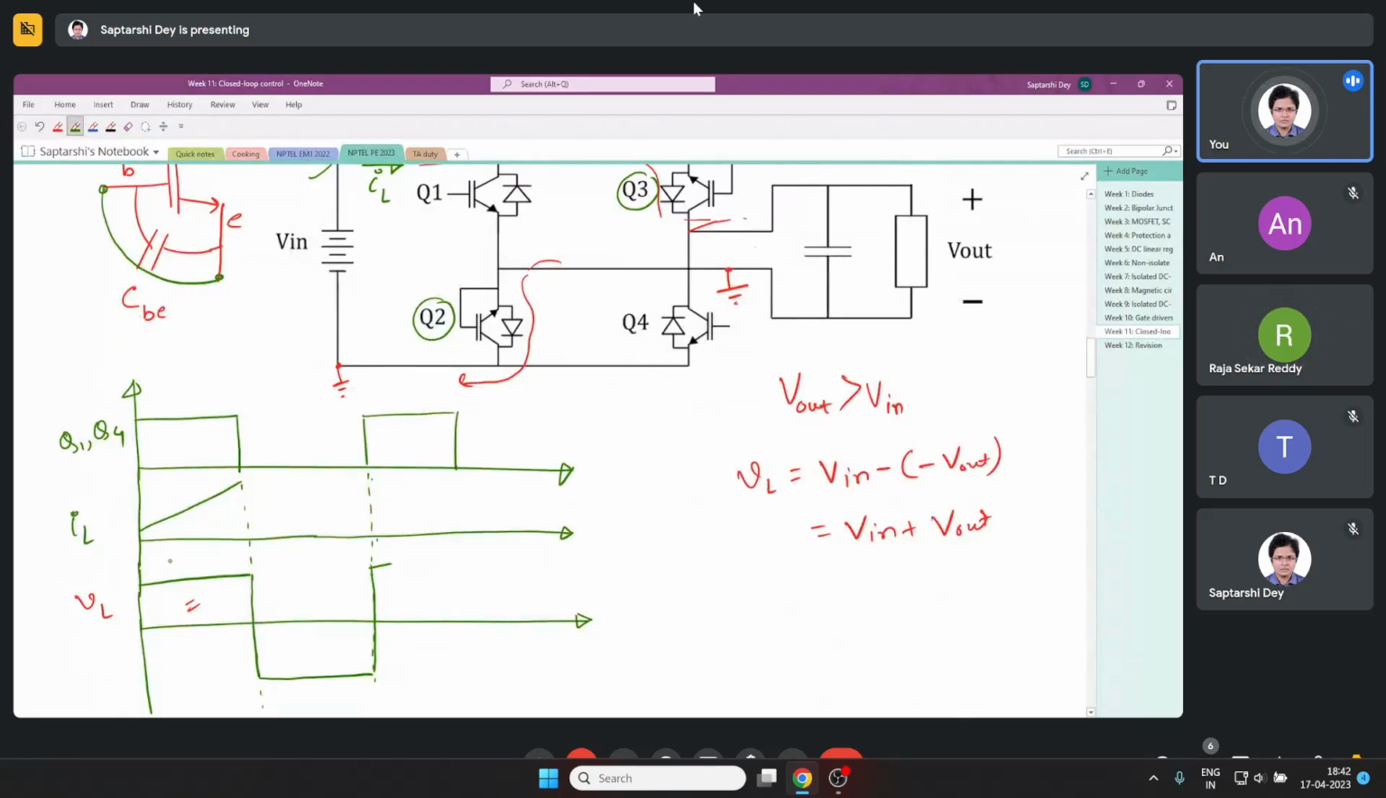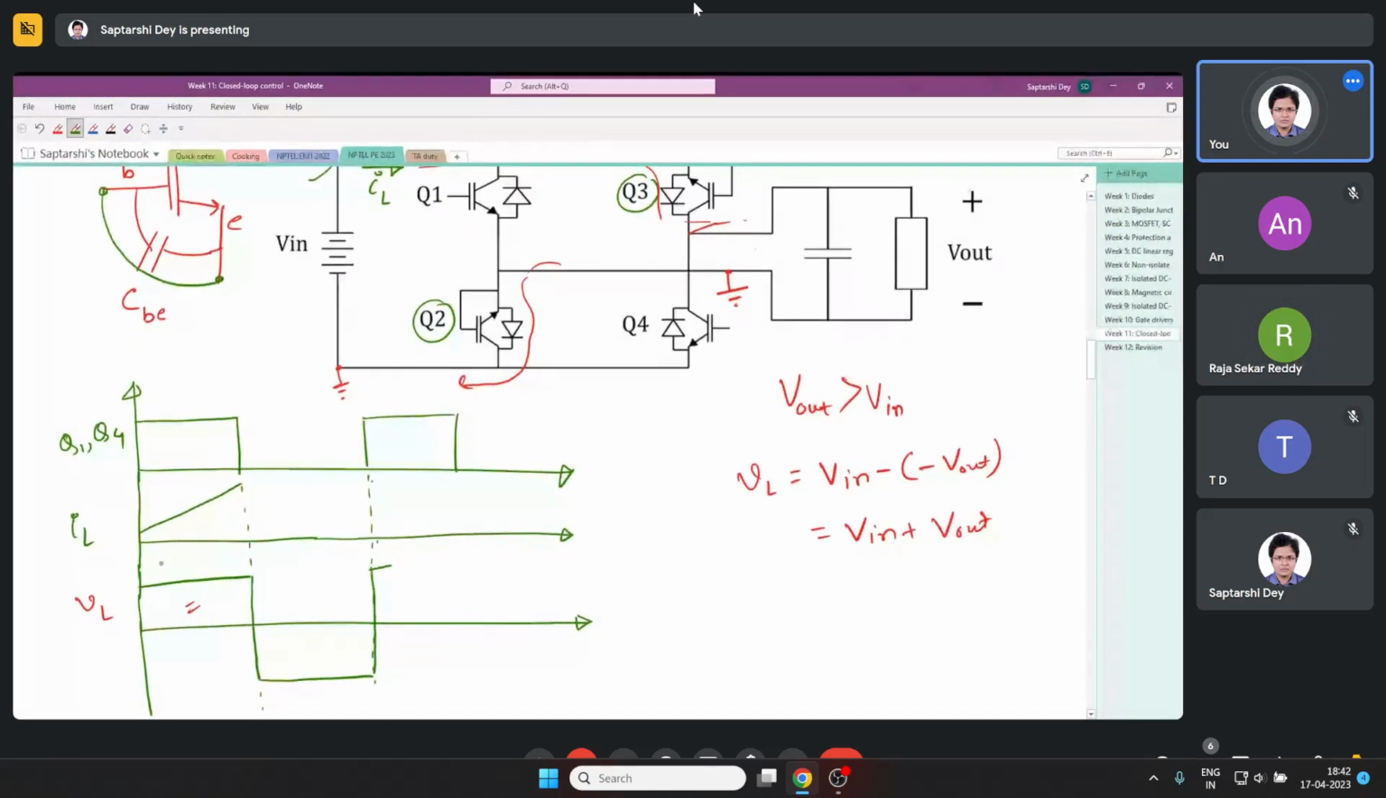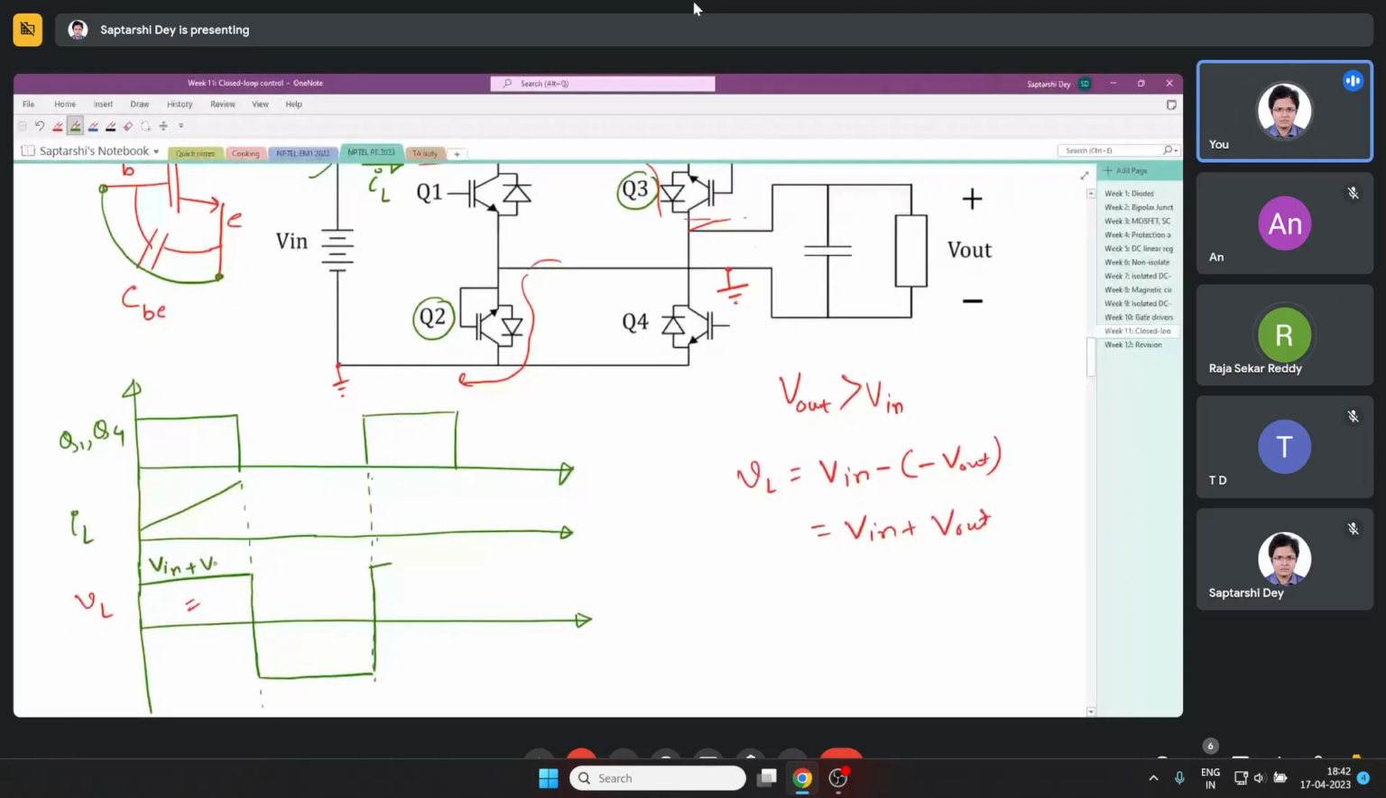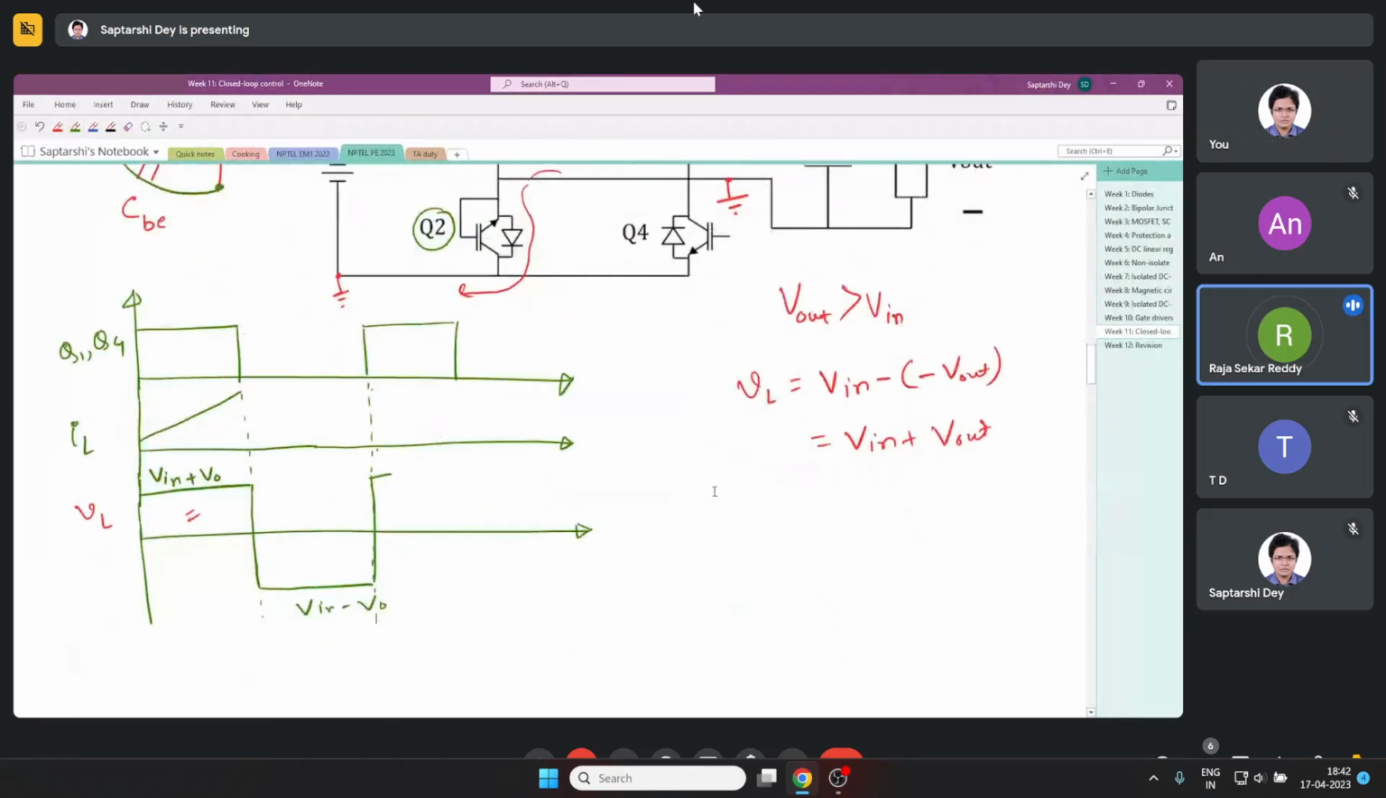So what I have is, here it is V in plus V out, here it is V in minus V out. This is the inductor voltage. Now the average inductor voltage has to be 0 over a complete period, and it is a steady state, so we can apply that theorem.